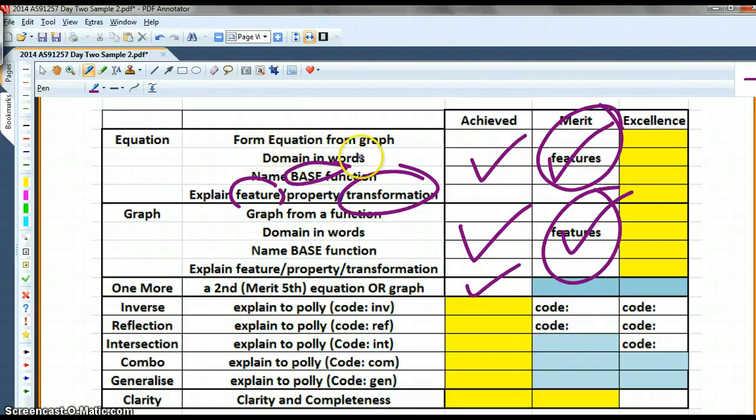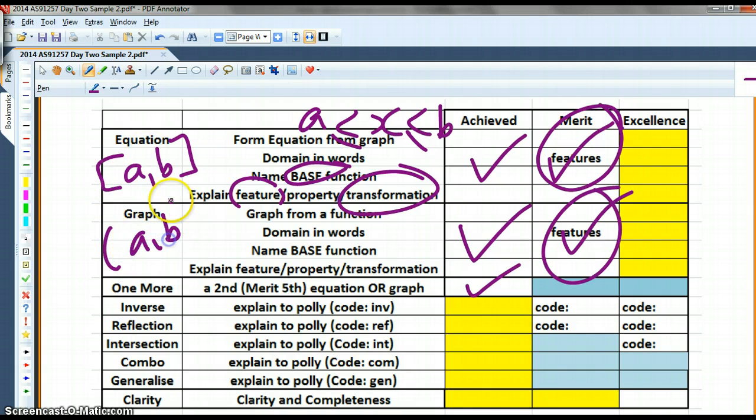The domain in words is for achieved. The domain for merit and excellence, you want to be using mathematical language. So if you've got your x between 2 values of a and b, if a and b are included, we use that. And the other way of writing that is [a, b], with the square brackets being included and the round brackets being not included, so that would be more like that syntax. So it's a matter of spending a bit of time on getting your syntax correct.